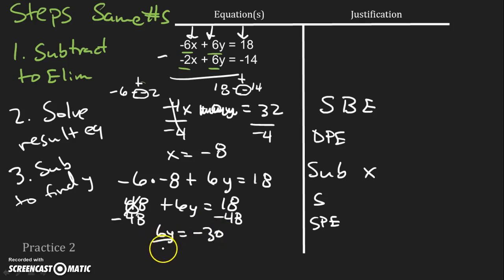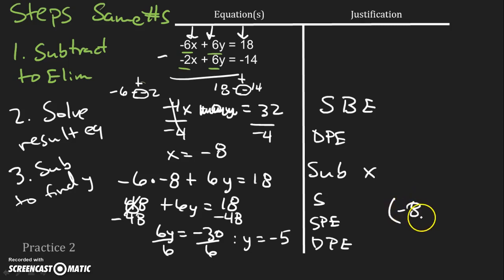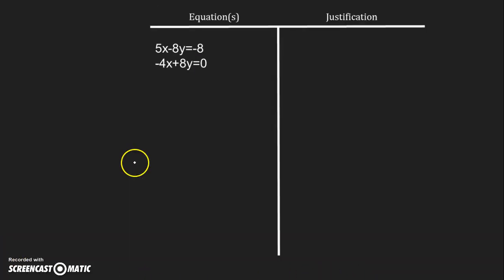Now we can go ahead and divide for our final step. And y equals a negative 5. We can go ahead and write our answer as a coordinate point. Coordinate point here is negative 8 for x and negative 5 for y. Those two previous examples you need to have down in your notes. These two next examples are optional if you feel like you need to go over a couple more.